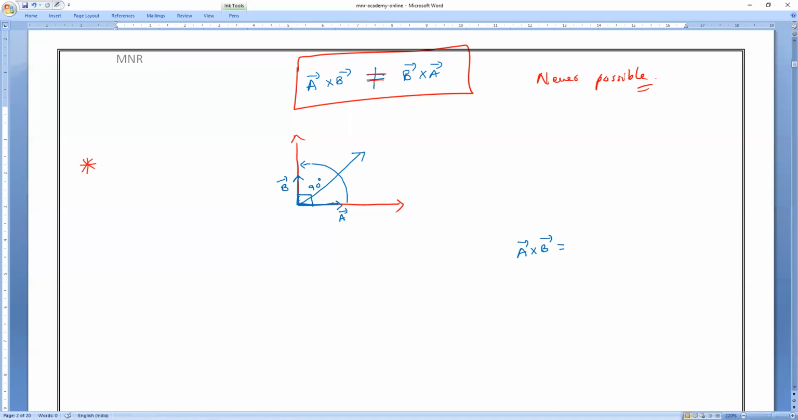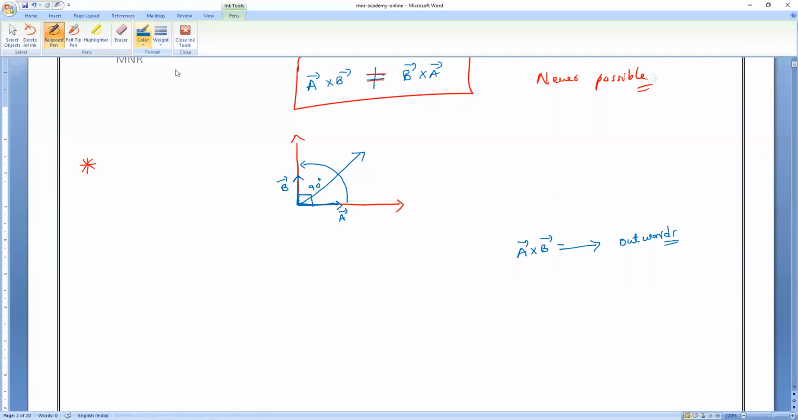Towards me. Towards means what? Is it outwards or inwards? Outwards. So A to B is always outwards. Clear? Now, you come from B to A. Then you tell me it is acting how?